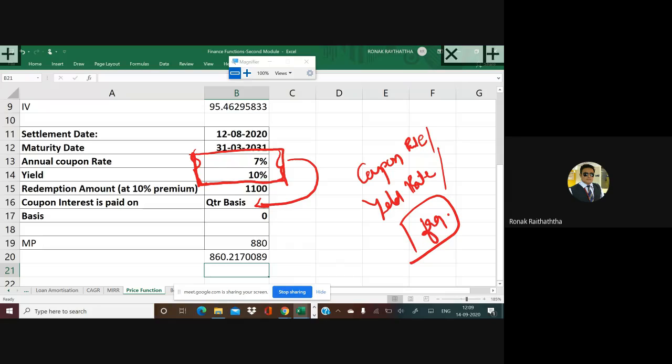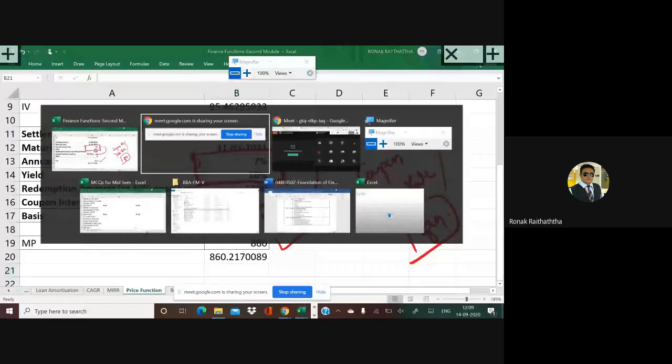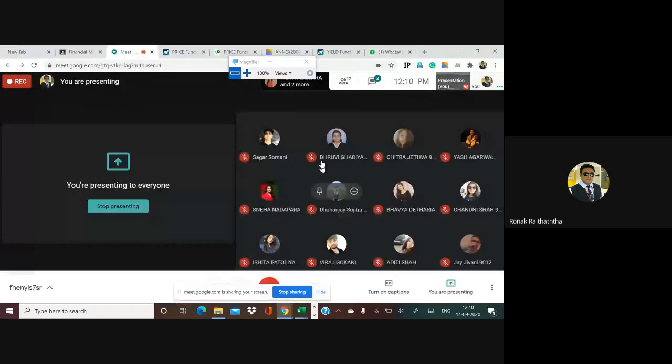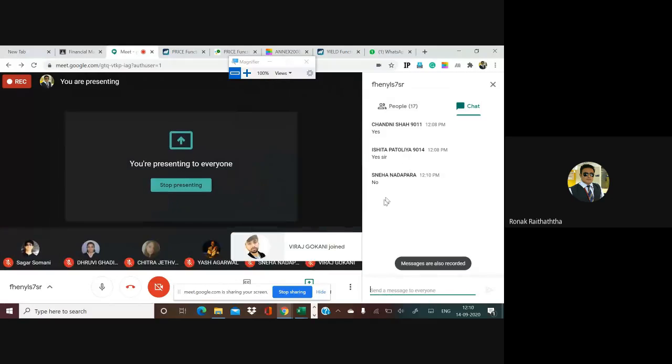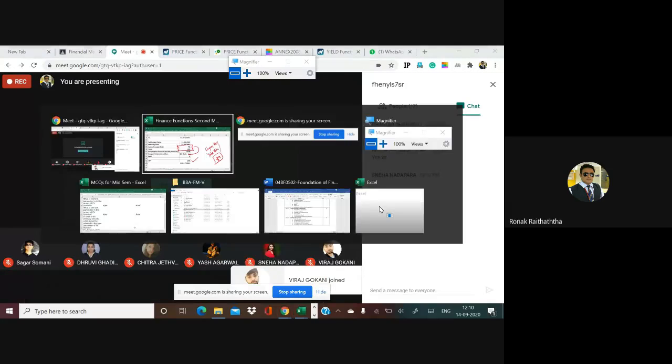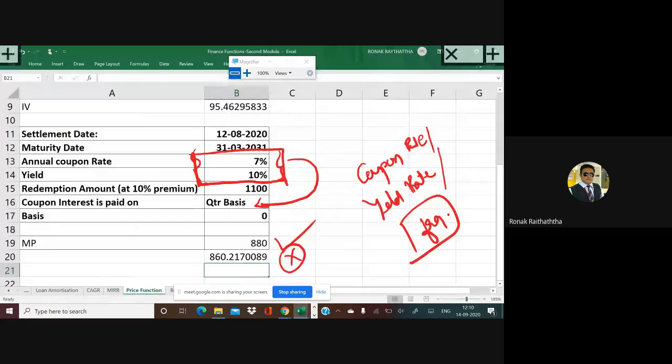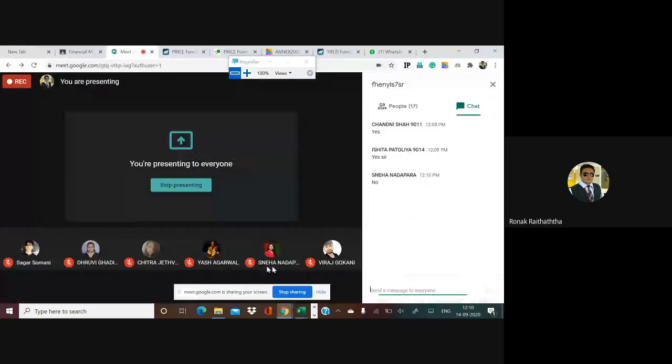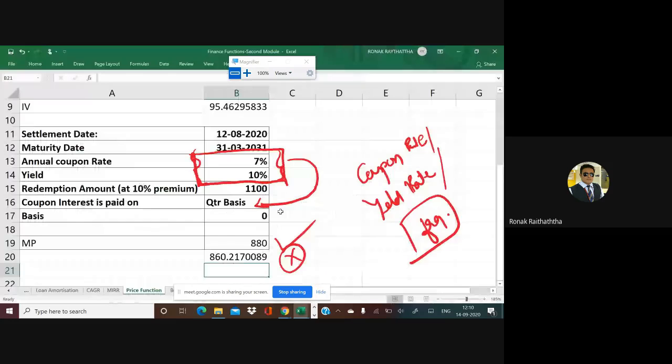Now my question, which is a very straightforward one. Should we invest in this bond? Market price is 880. Yes or no? Absolutely correct, Sneha. We should not invest because the market price is more than the intrinsic value. That means my expected rate of return is not getting satisfied. So that's what we have done till now.